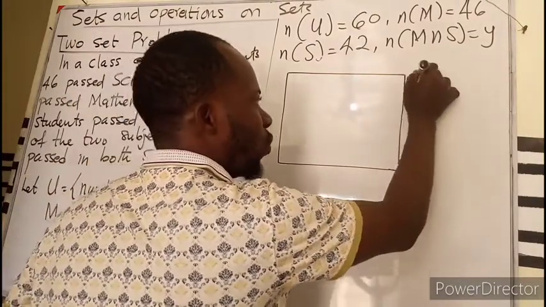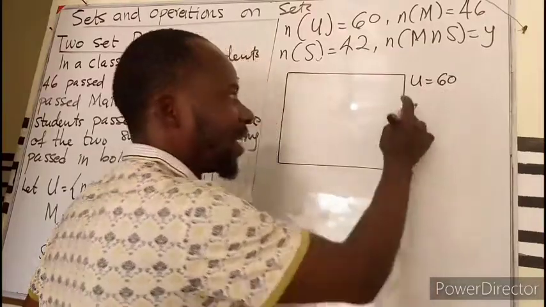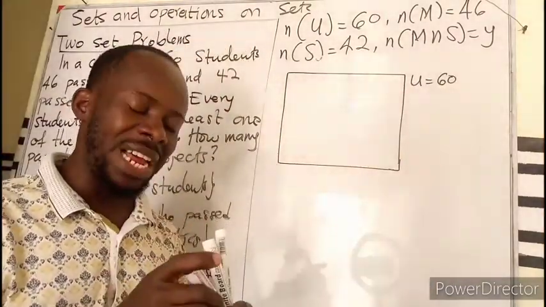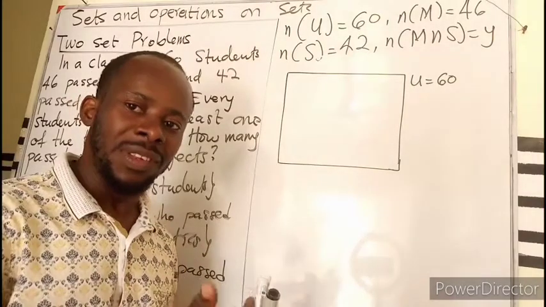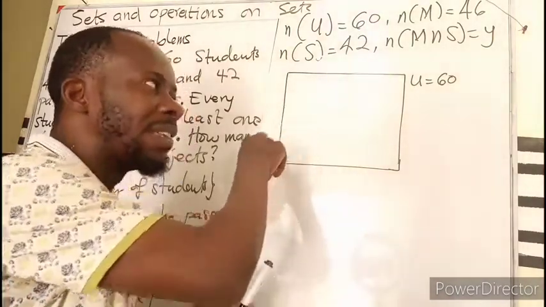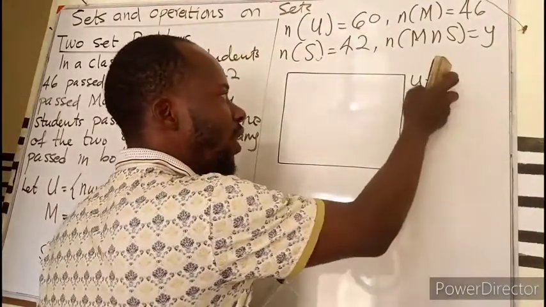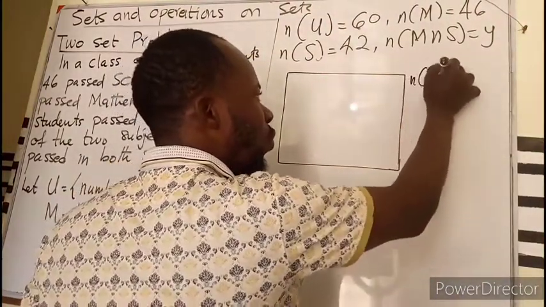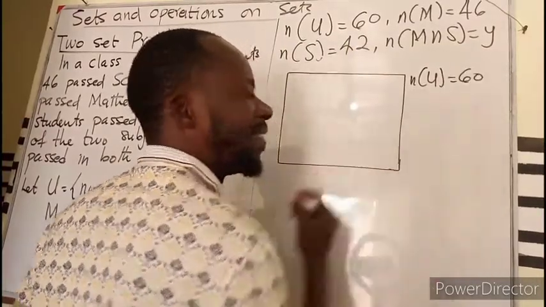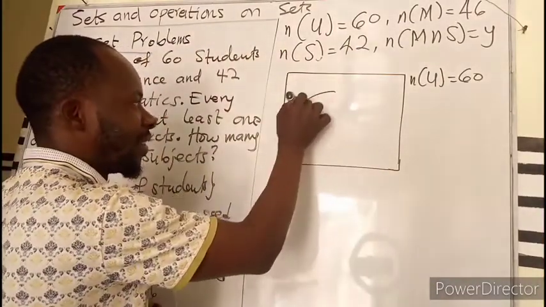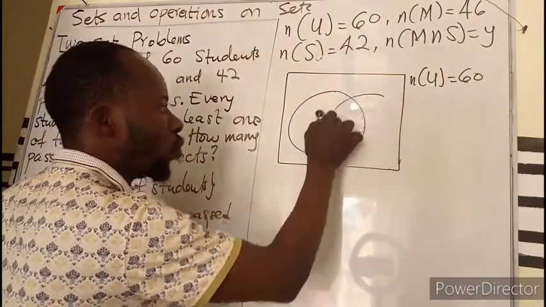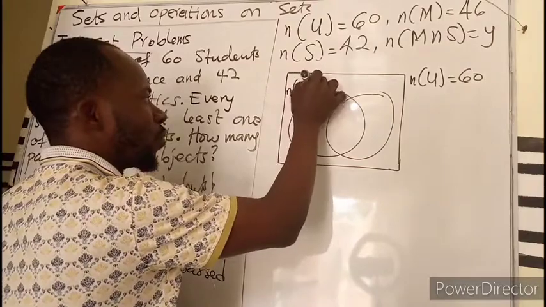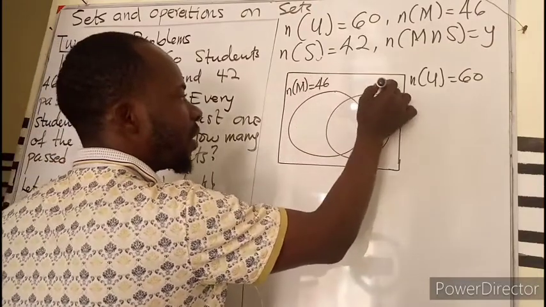Now if I write U equals 60, this is going to be circled in terms of marking, because you are saying that the alphabet U is 60, which is not true in this case. So you need to indicate the number of U. So n(U) equals what? 60. Then for your two subsets, the number of M also equals 46.